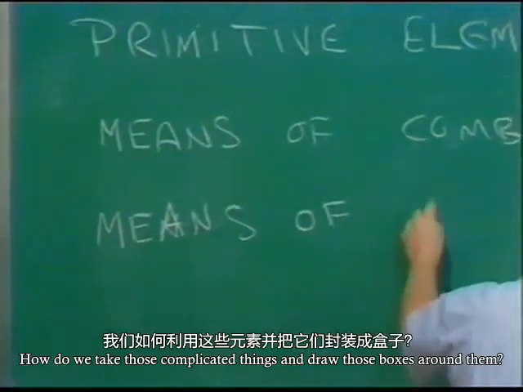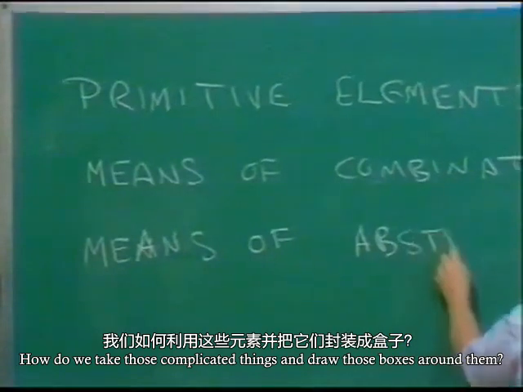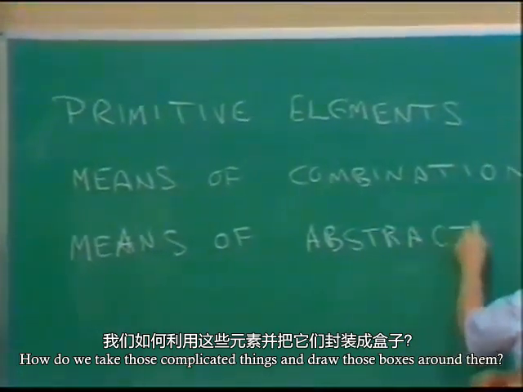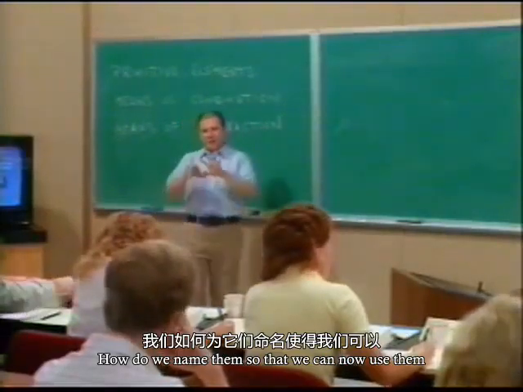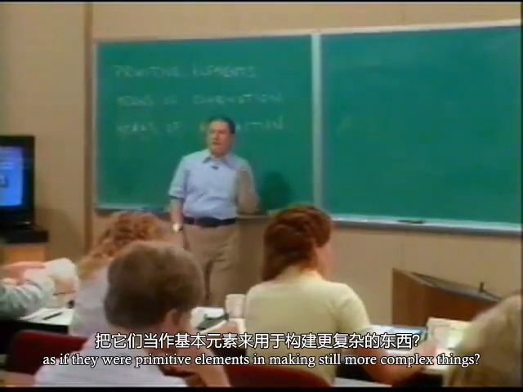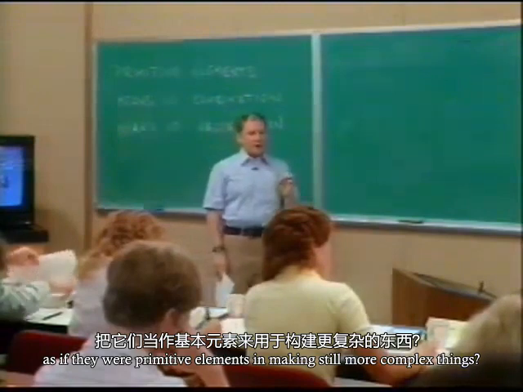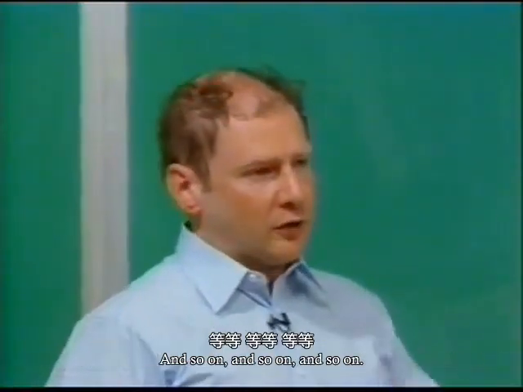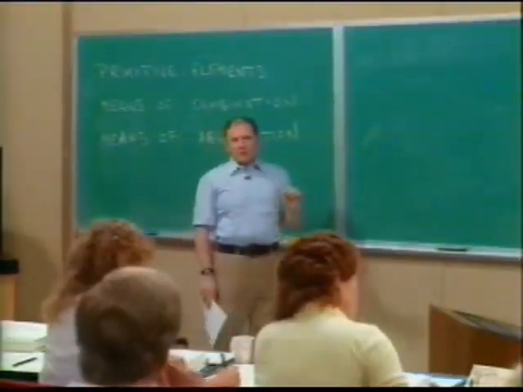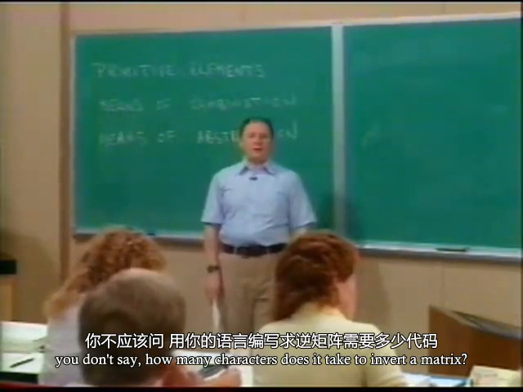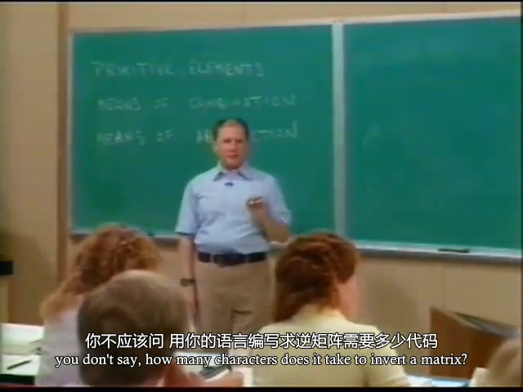How do we take those complicated things and draw those boxes around them? How do we name them so that we can now use them as if they were primitive elements in making still more complex things, and so on and so on? So when someone says to you, gee, I have a great new computer language, you don't say, how many characters does it take to invert a matrix?